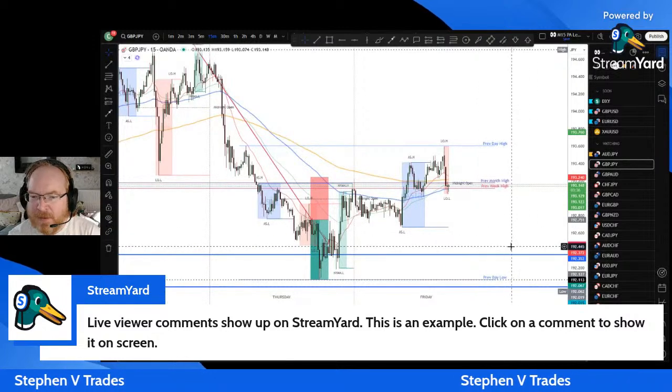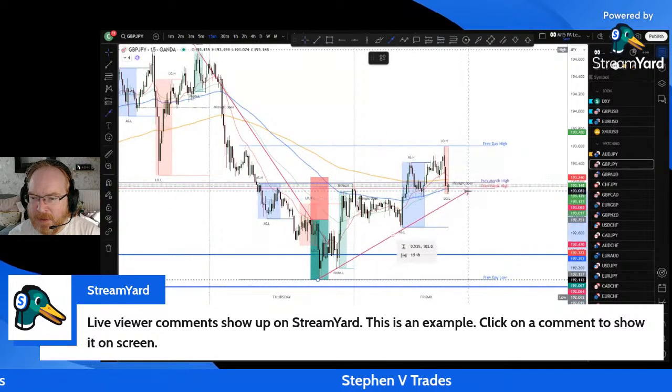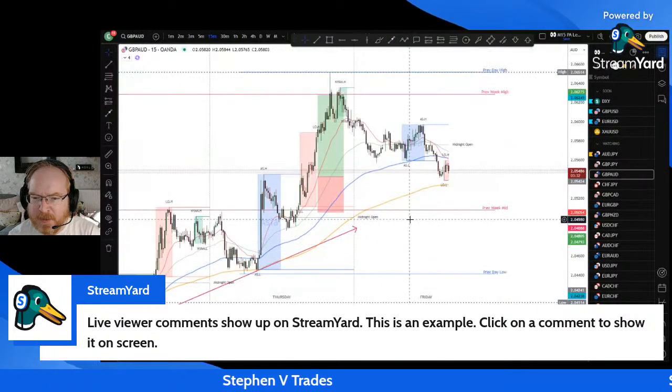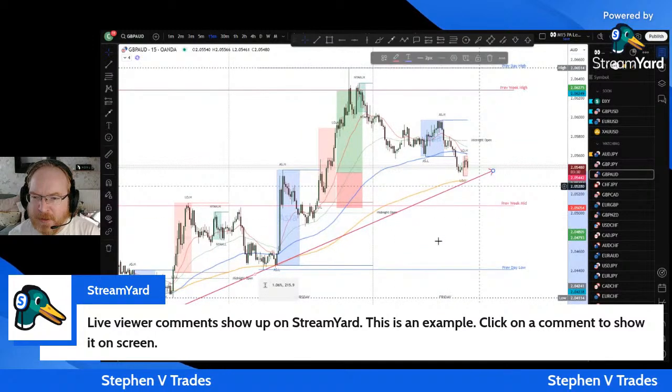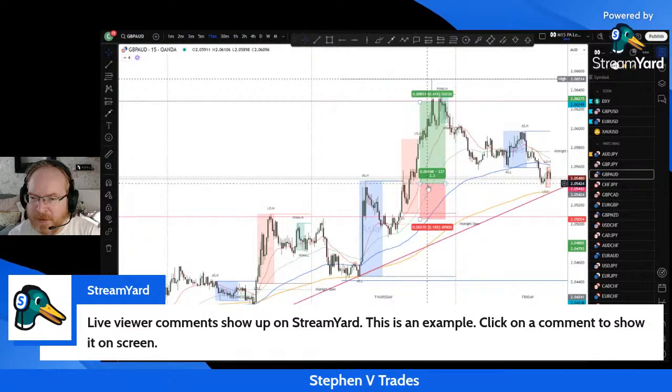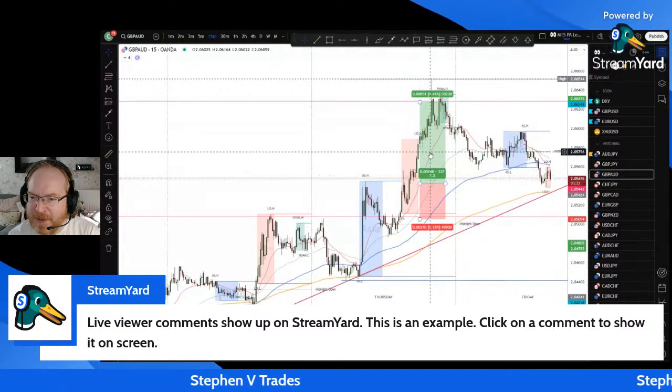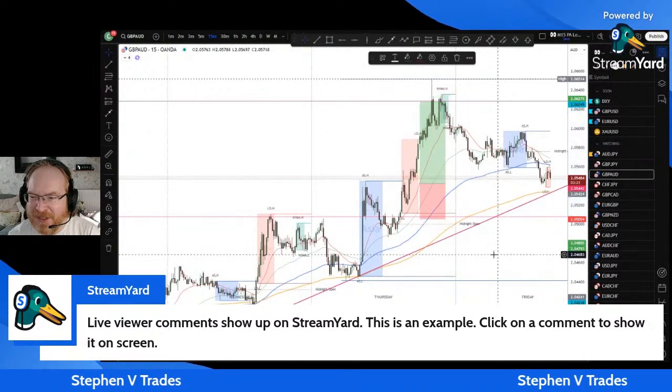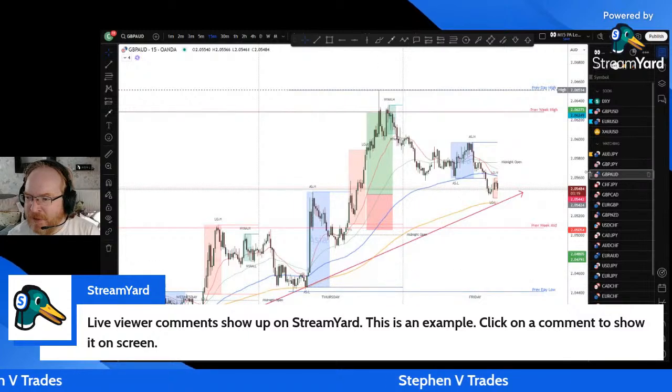Same with pound JPY. Actually, we're not even going to highlight that because we don't want multiple ones taking up the chart. This one's continuation here. As you can see, I marked it up for an entry yesterday and it missed my pullback, which is annoying because that would have been a lovely trade. So we're going to tap that one.